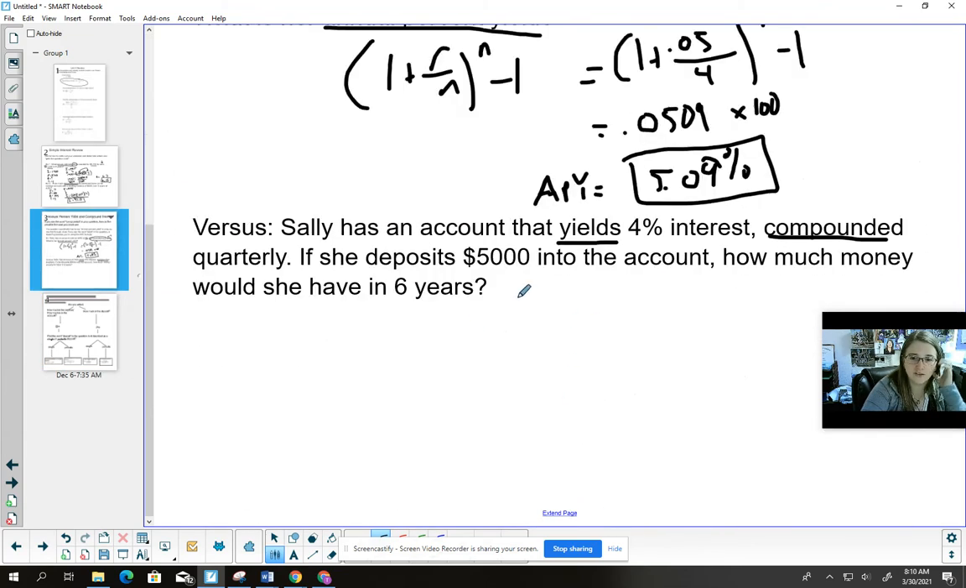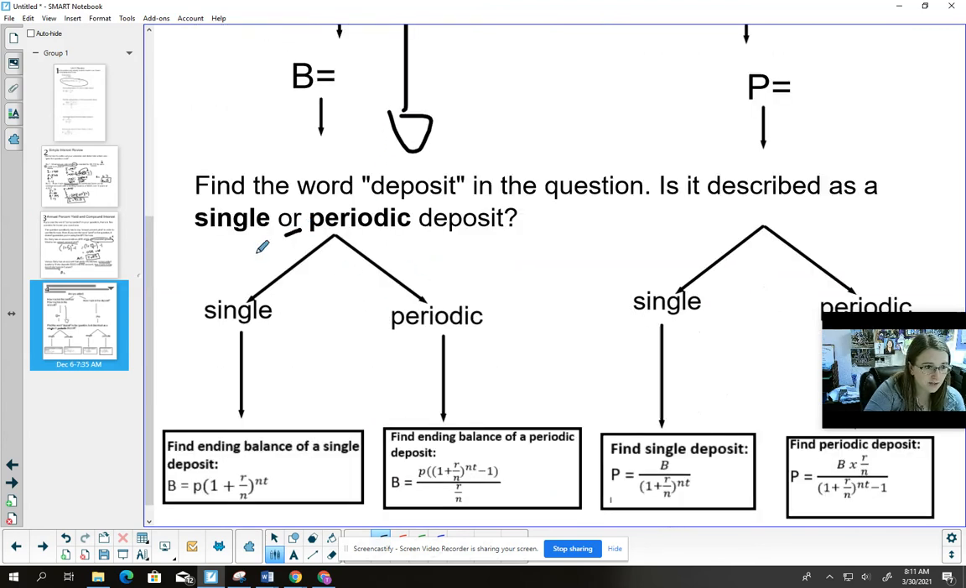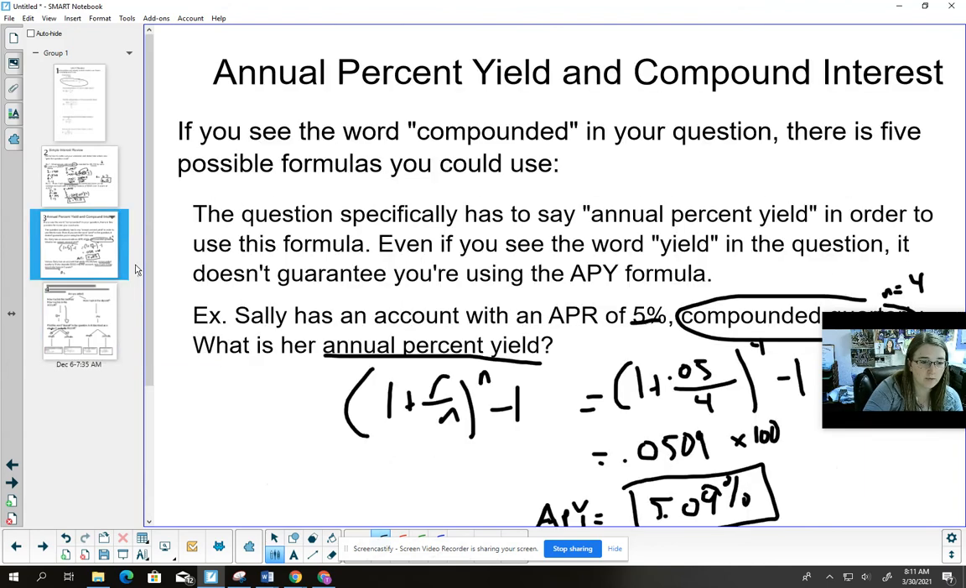So you can pause the video and see, would this be finding the balance or finding the deposit? It says how much money would she have? This is a B equals. That is the definition of a balance. So that takes us down this road. And then we need to figure out if it's single or periodic still to get the right formula.